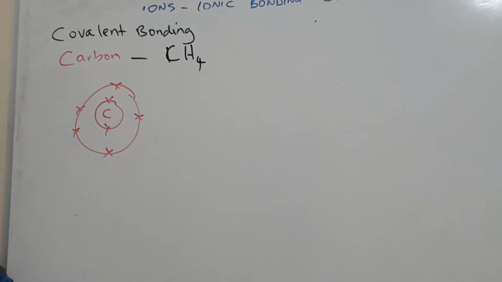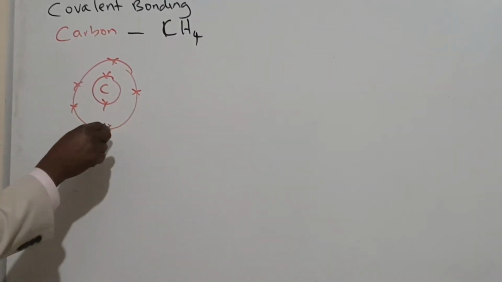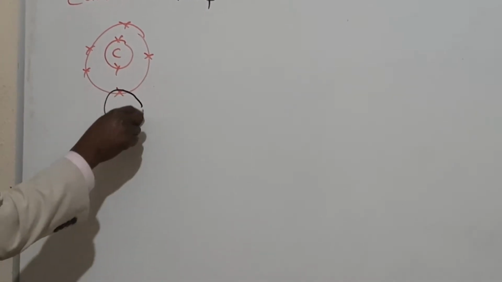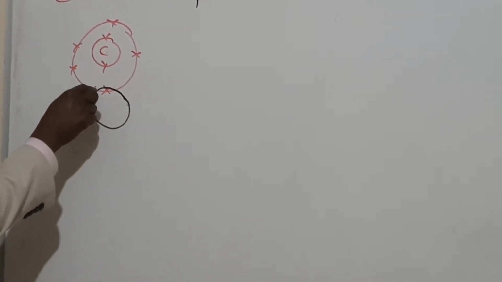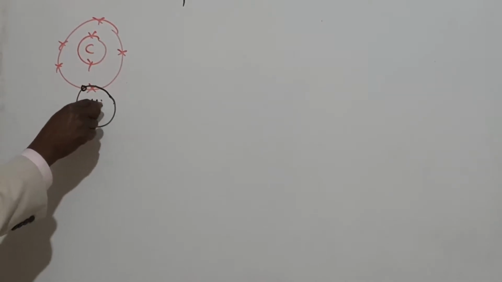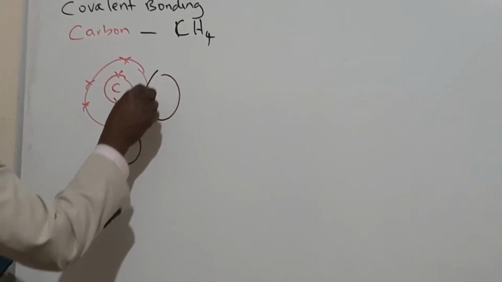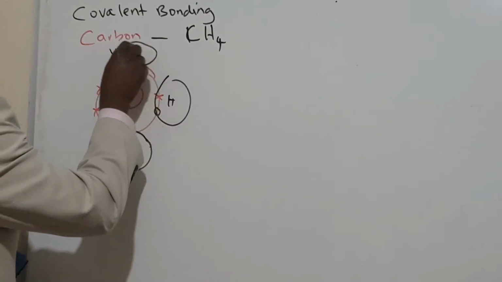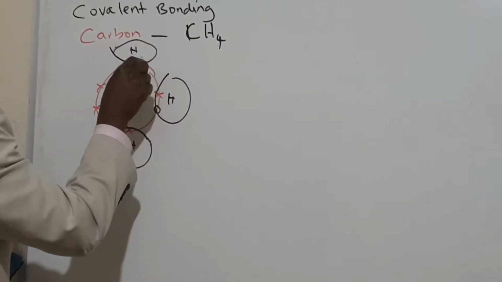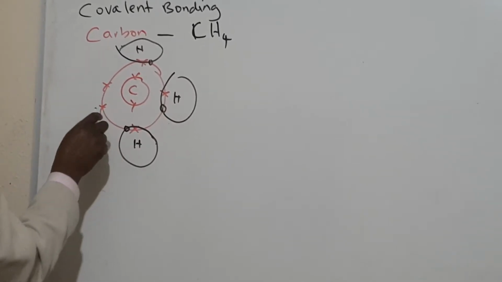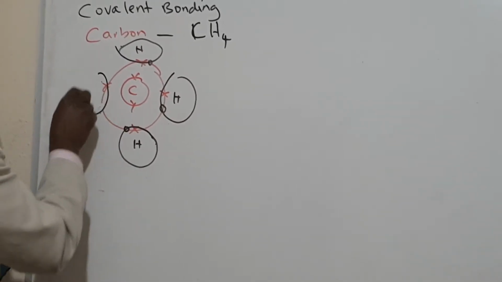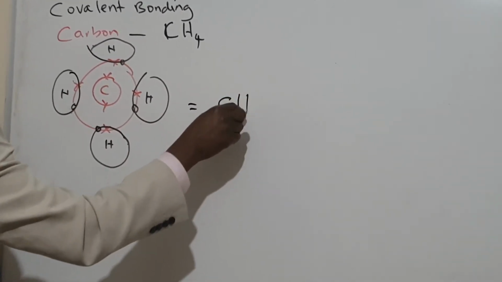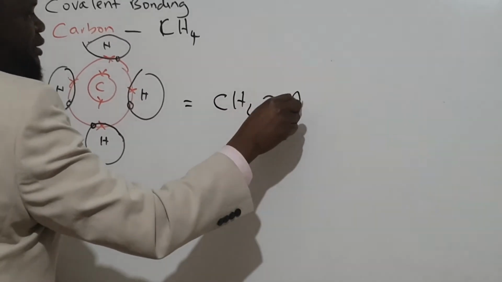The one they use for cooking, innit? Yes. You can have one hydrogen here, one hydrogen here, one hydrogen here, with one electron in it, and one hydrogen here with its own electron. And this will be CH4, and this is called methane.